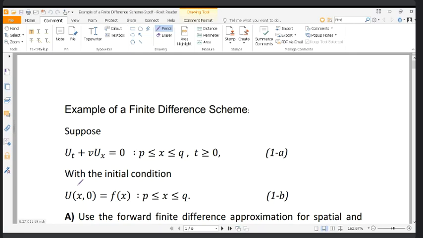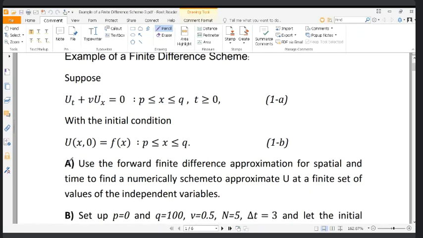For the initial condition, we have u of x and 0 equal f of x for all x between p and q. u(x, 0) is the initial condition. This is the value of u at the first step size, at the first time. The first time means at T1, the first row in the mesh grid.